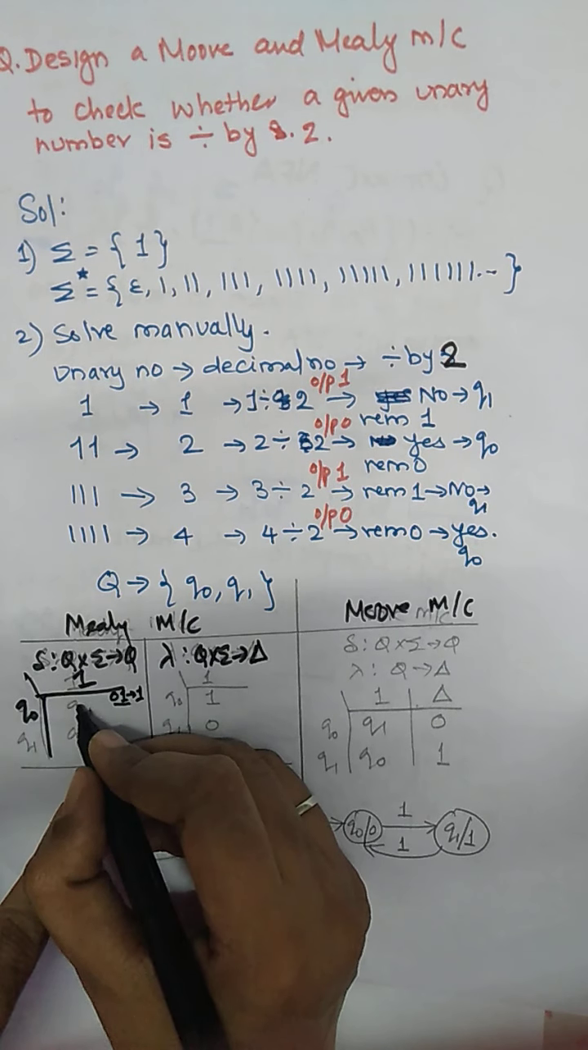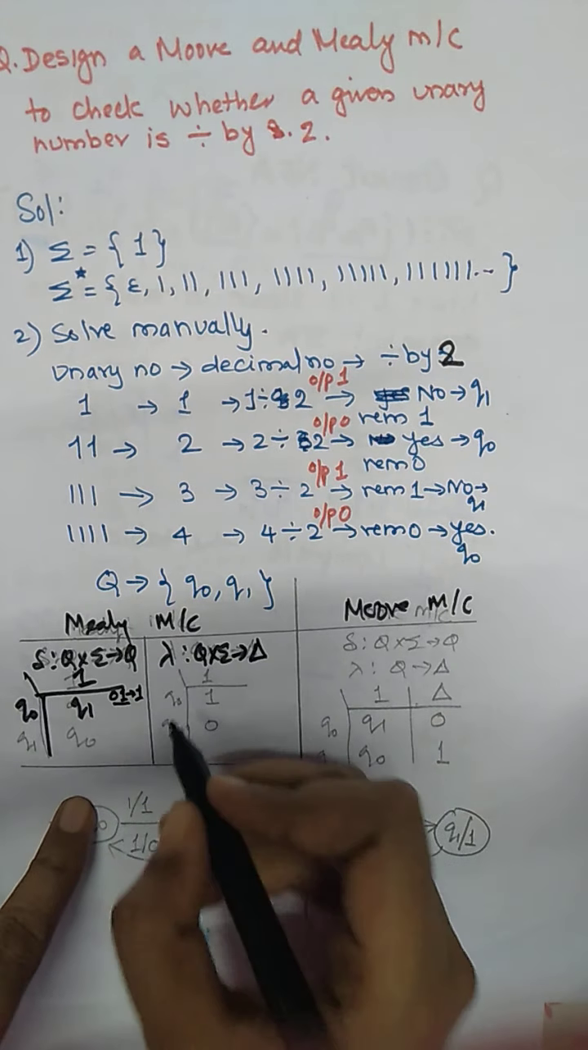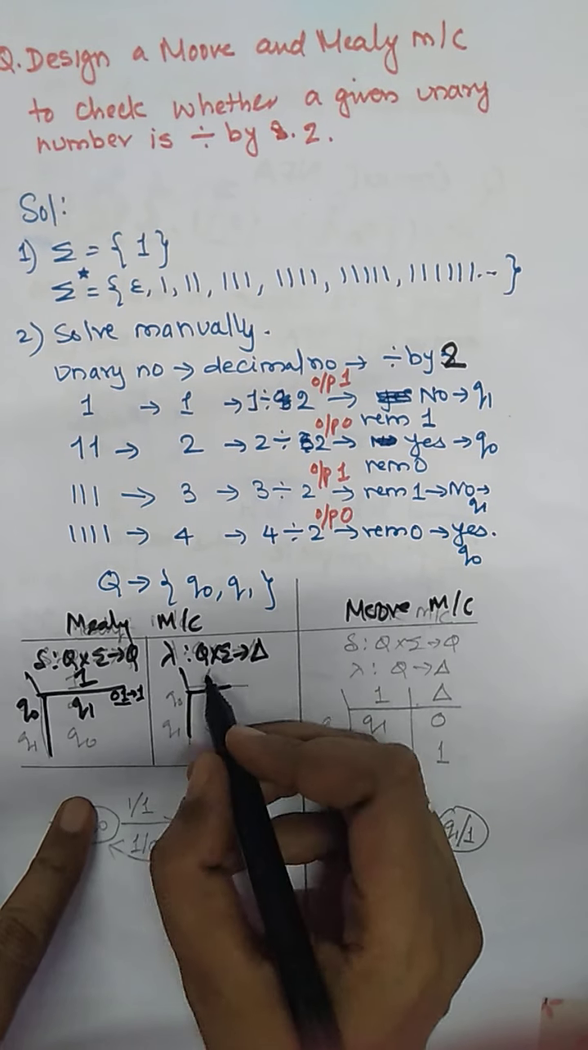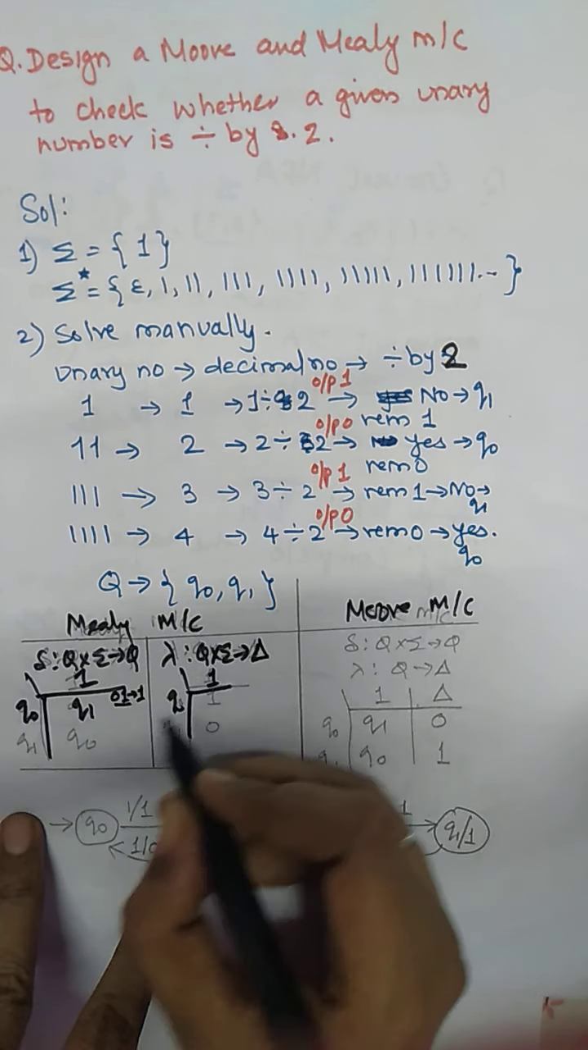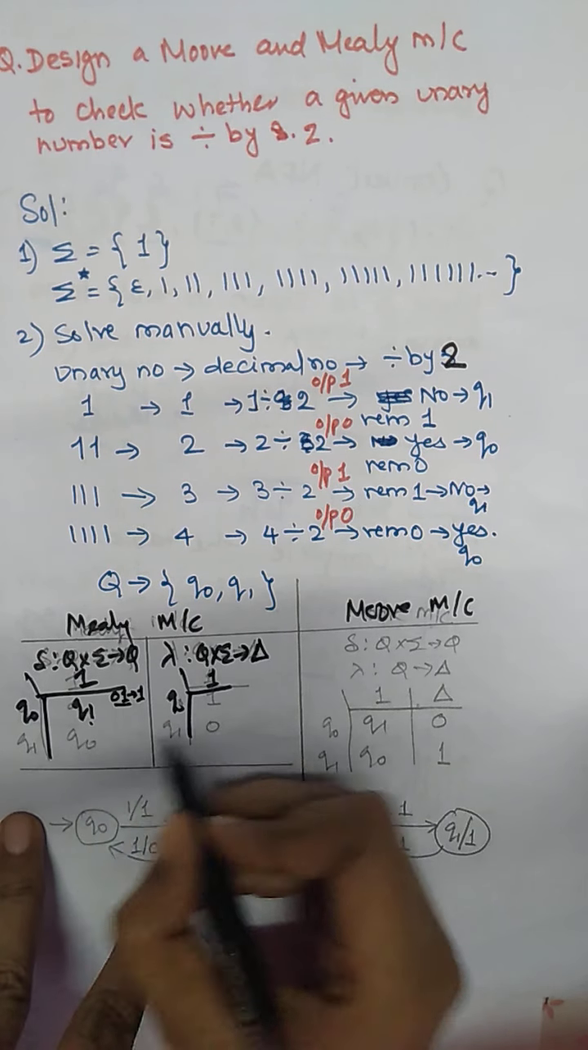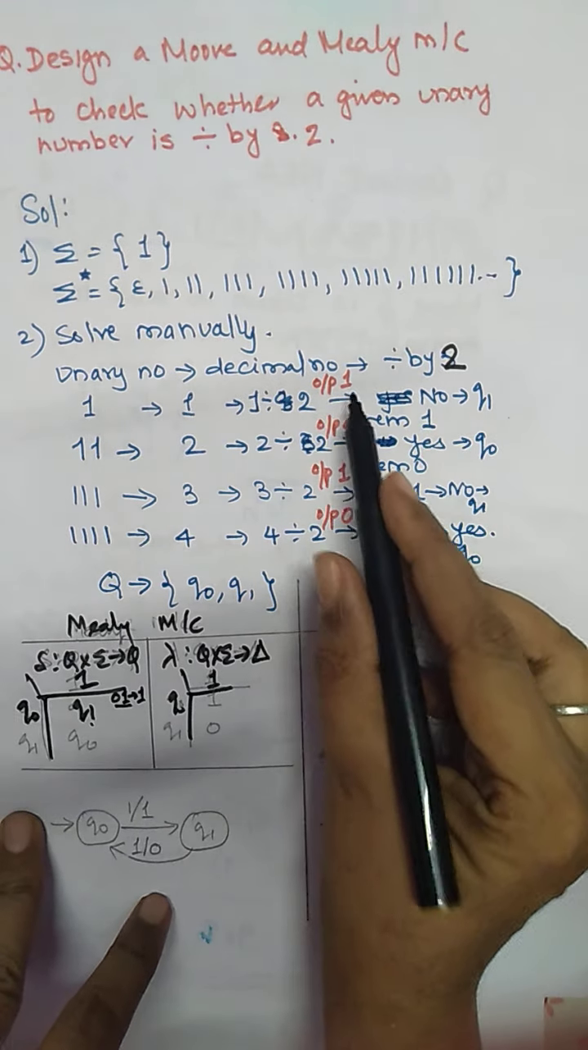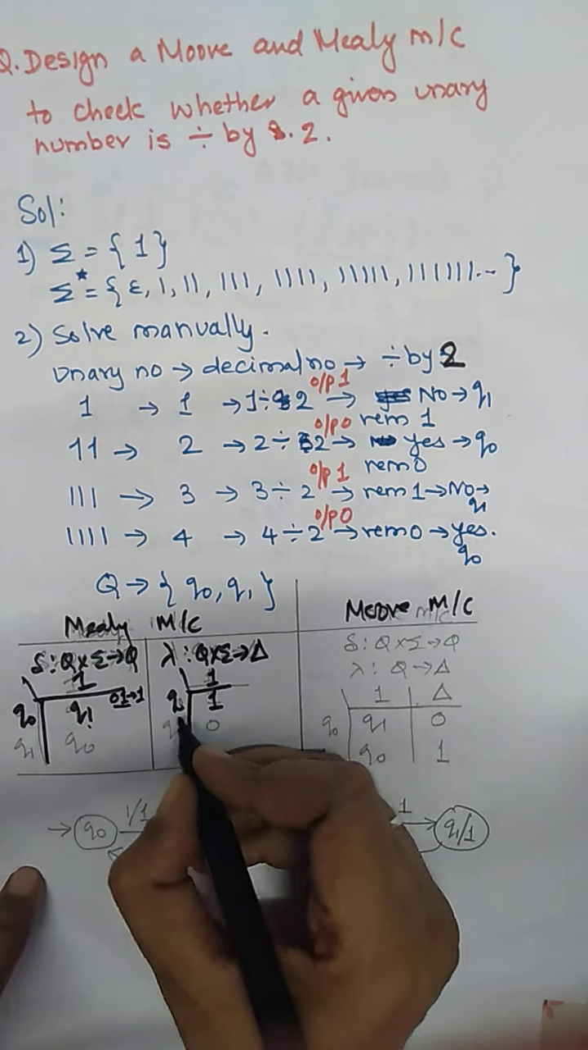So q0 with 1 goes to q1 state. Now similarly we can fill the machine state function. So q0 with input 1 is going to q1, and what is the output associated with the q1? Output is 1. So that we have to write here.